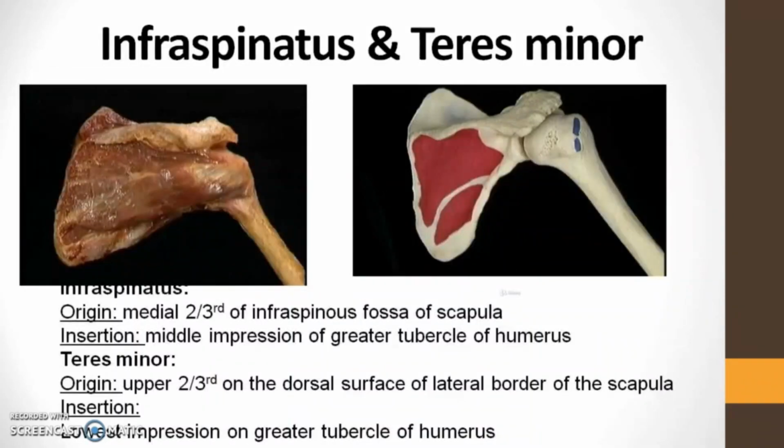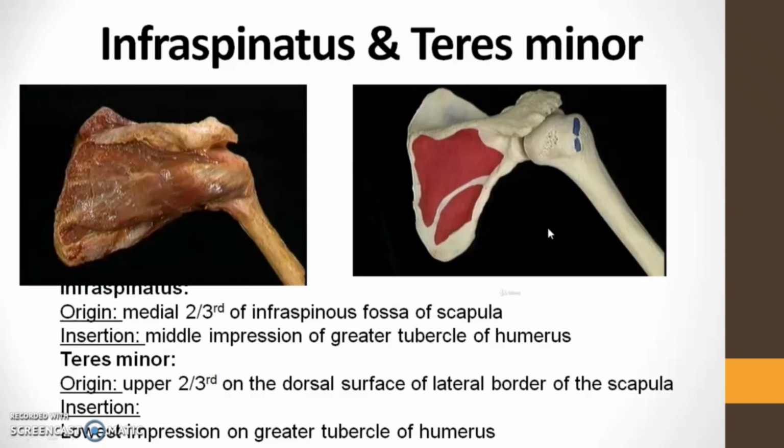Now we will move into another muscle, that is infraspinatus and teres minor, which are also deep layer muscles. So infraspinatus muscle is present below the spinous process here. So this muscle is infraspinatus, where it is taking origin from infraspinous fossa of scapula, and it is getting inserted into the middle impression of greater tubercle of humerus.